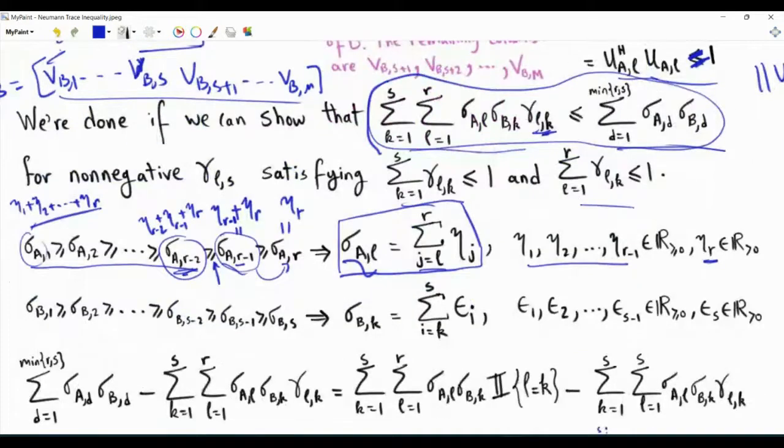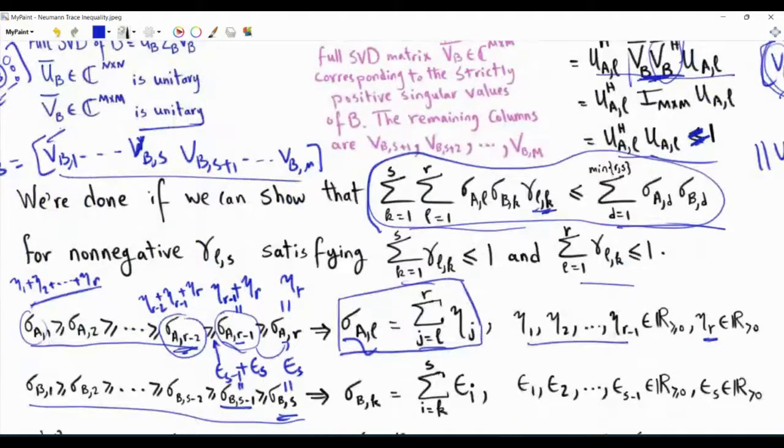We can apply the exact same trick to the singular values of matrix B. So I will write down sigma bk as a summation I from k to s epsilon I. Okay, and so the idea is that this guy will be set equal to epsilon s, which is strictly positive. Now this guy, sigma bs minus 1, is greater than or equal to sigma bs, so I will write it down as epsilon s plus epsilon s minus 1, and so on. Okay, so these will be representations for the singular values that will be used later.